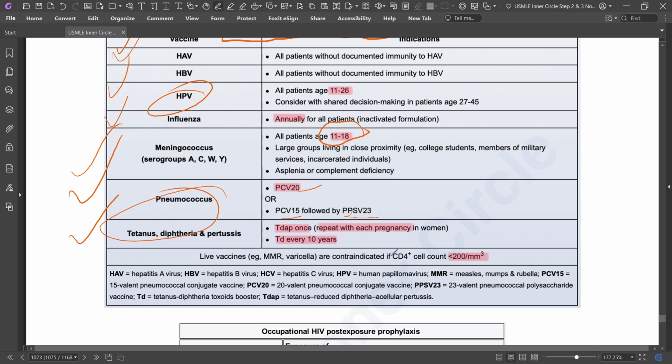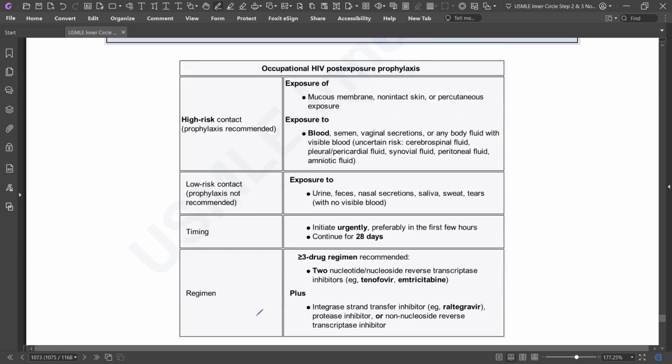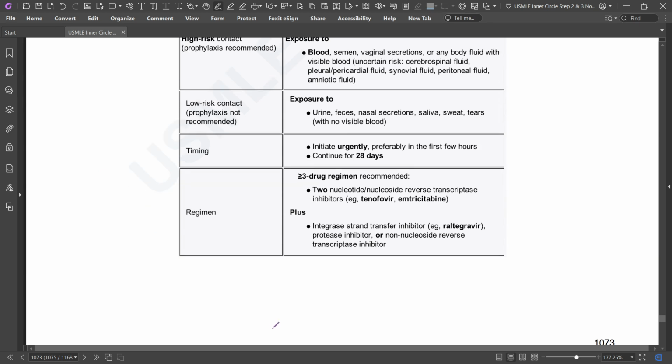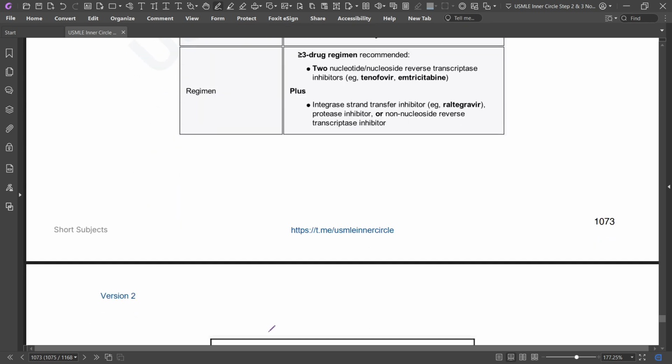Live vaccines like MMR and varicella are contraindicated if the CD4 count is less than 200. If the CD4 count is less than 200, these vaccines are not that important. That's why I'm not going to read this box.